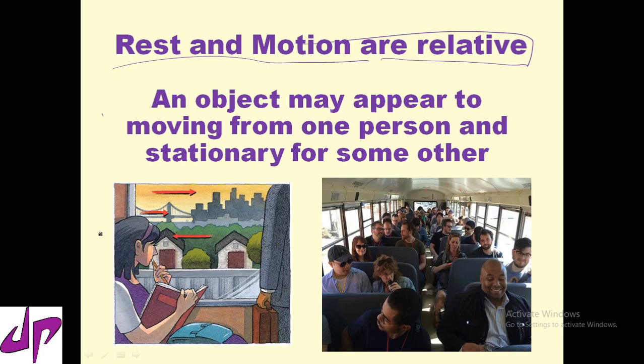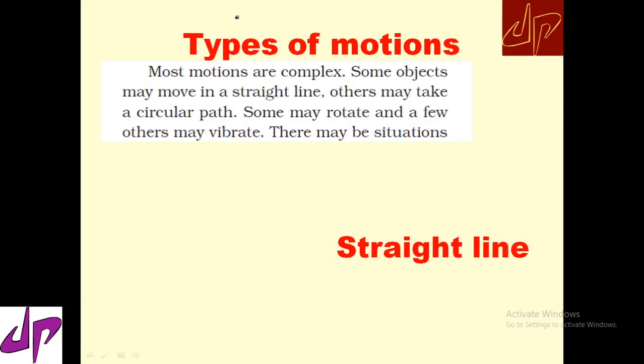Take an example in this picture. This girl is looking outside from the window at a moving train. So she feels that the outside environment, the outside world, is moving with respect to her. But here we can see in the bus, when these two persons are sitting next to each other, they both are at rest. But when we see from the outside, they both are in motion. That's why the motion is relative. So this word is very important. In motion, the motion is relative.